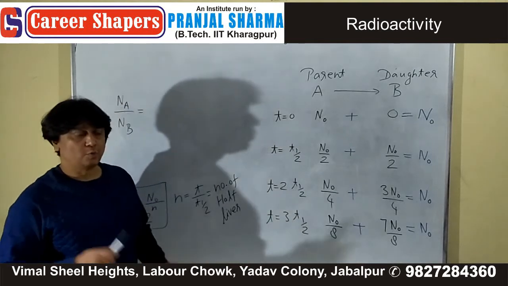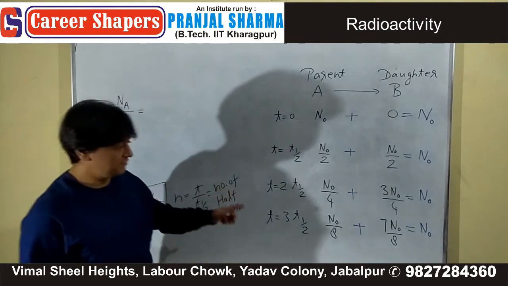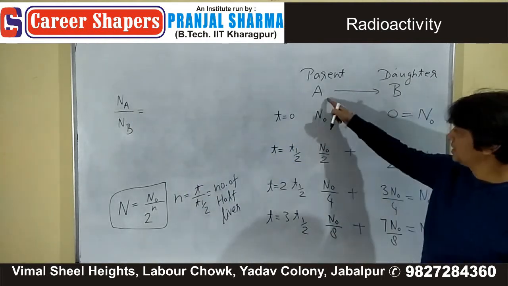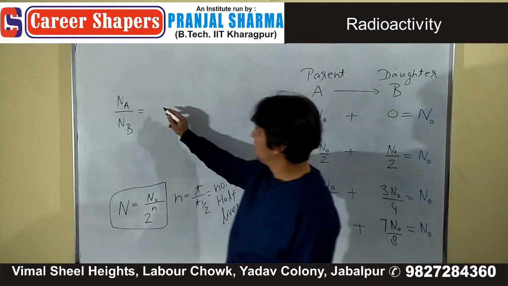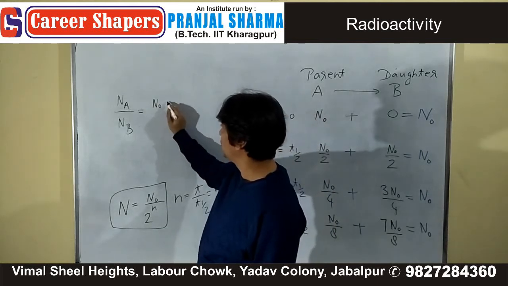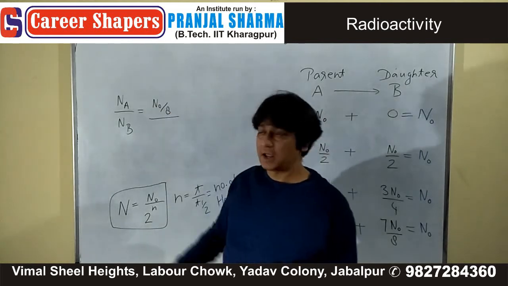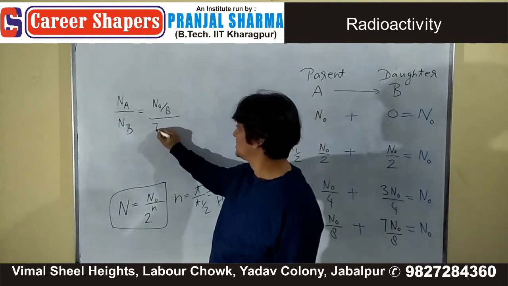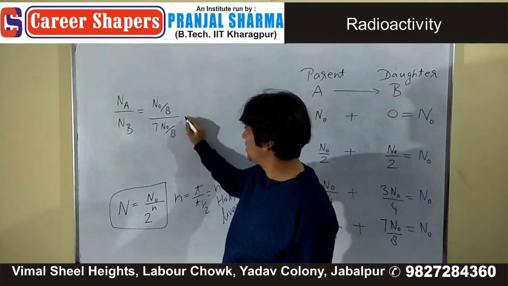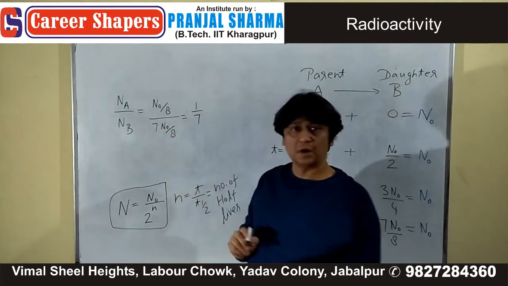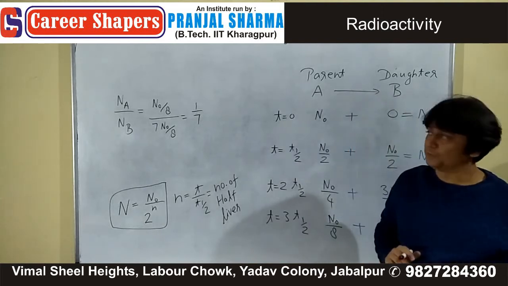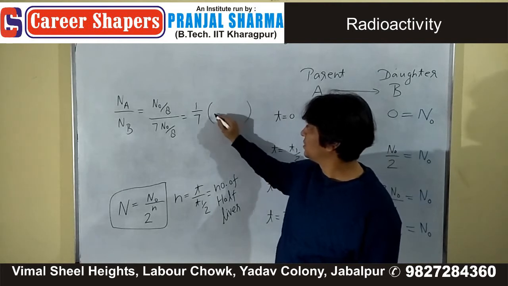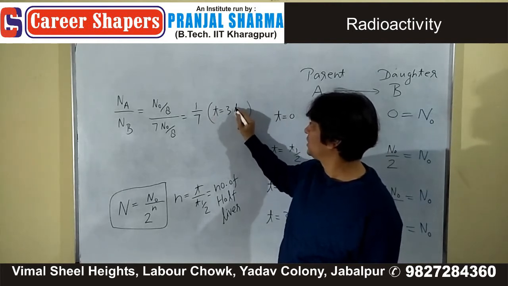N naught. So the question is, after 3 half-lives, what is the ratio of Na and Nb? After 3 half-lives, A is N naught by 8, divided by Nb. What is Nb? 7 N naught divided by 8, which comes to 1 upon 7. Now, this Na upon Nb is for 3 half-lives, when time is 3T half.